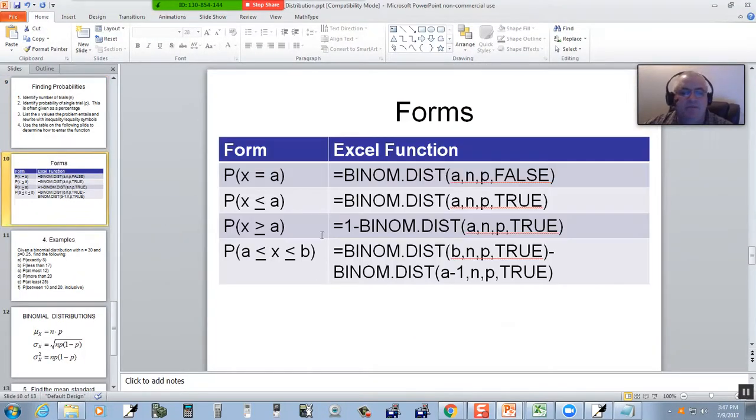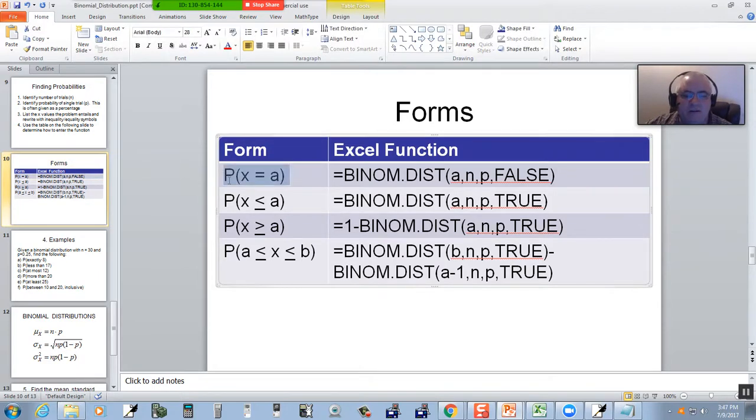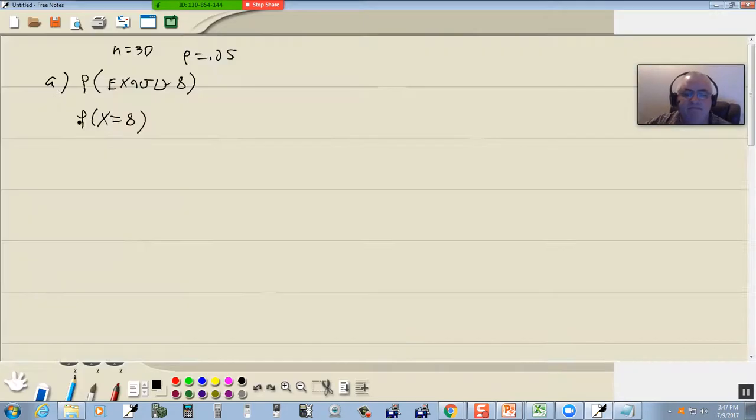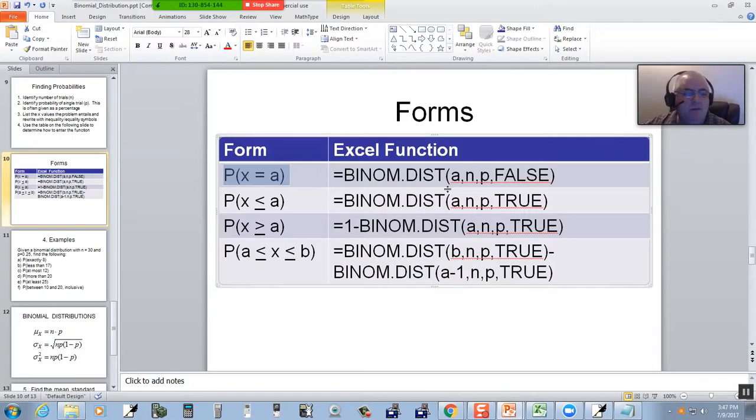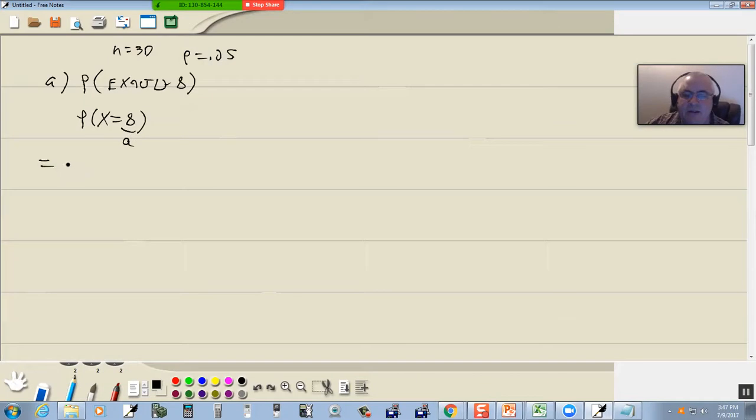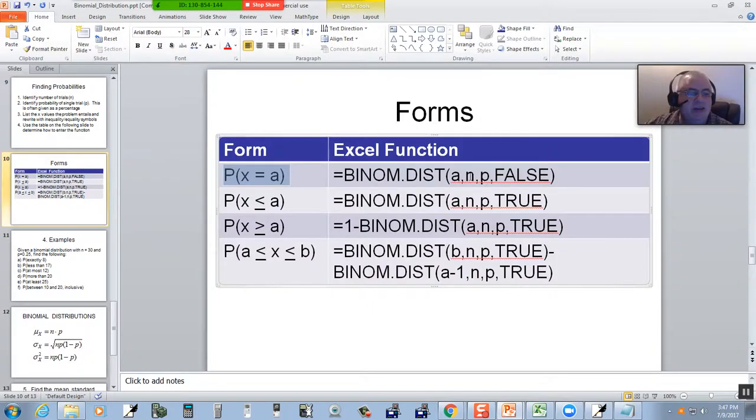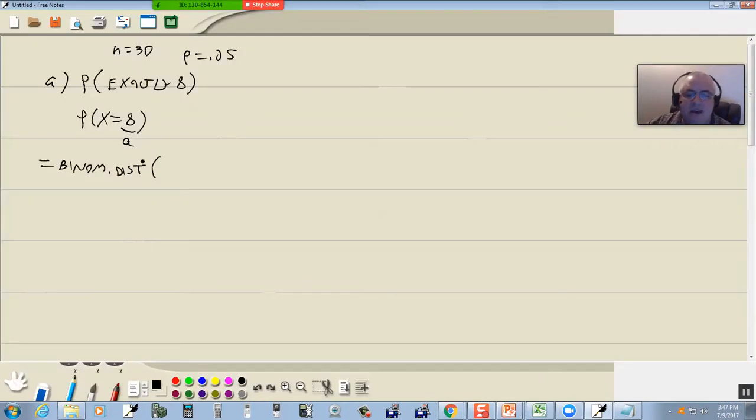Now we want to look at our table. The form it's in is this one right here. Probability x is equal to a. So 8 is going to be our a. Now from our formula, we're going to have that's equal to binom dist, beginning parentheses, a, n, p, false, a, which is 8, comma, n, which is 30, comma, p, which is 0.25, and then false.